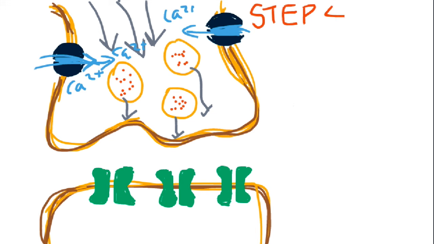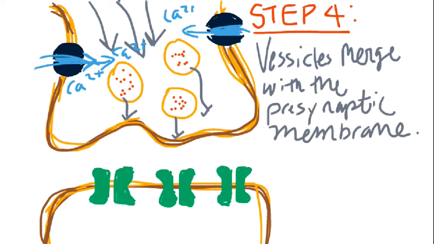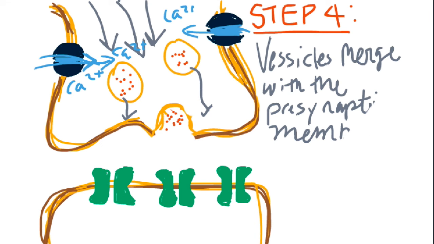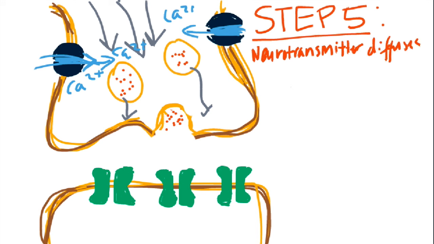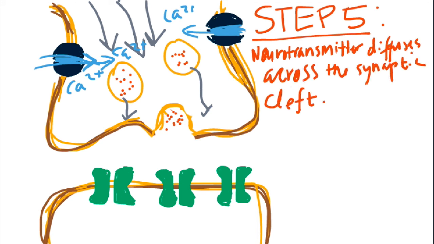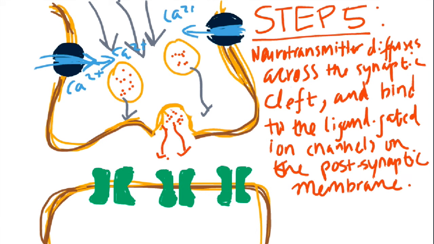Once the vesicles start reaching the presynaptic membrane, they start to merge with it. Through the means of exocytosis, the neurotransmitter then diffuses across the synaptic cleft, which is the region between the presynaptic neuron and the postsynaptic neuron. And then these neurotransmitters bind to the ligand-gated ion channels on the postsynaptic membrane.